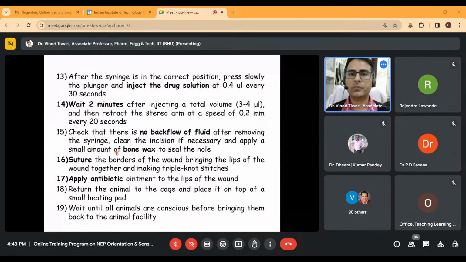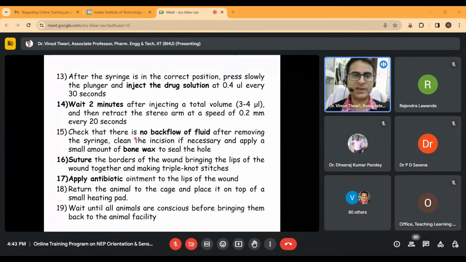Why do you have to wait? Because sometimes when you are injecting something into the brain and you immediately withdraw, what will happen? There could be a backflow. You don't want that backflow. Okay. And then slowly retract the stereo arm at a very slow speed, because slowly you have to reach the brain, penetrate the brain, and then slowly you have to withdraw from the brain as well.